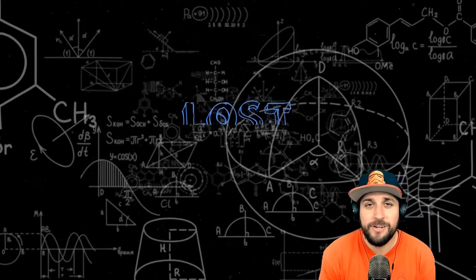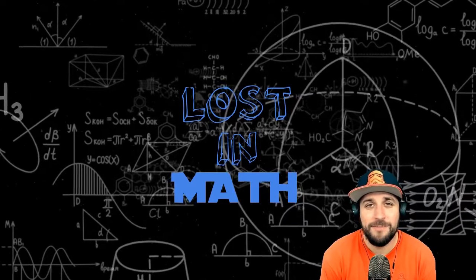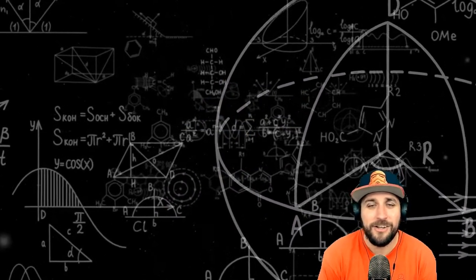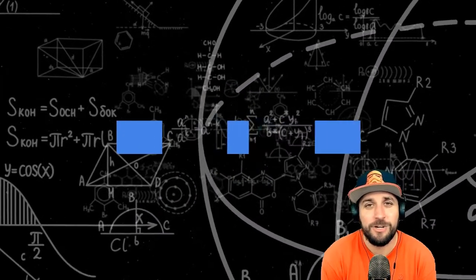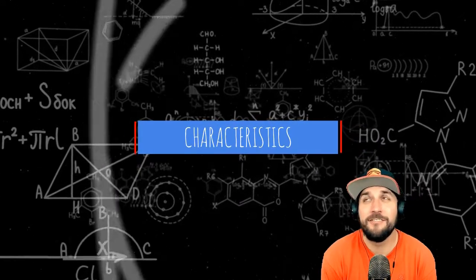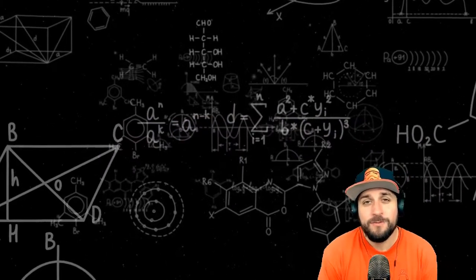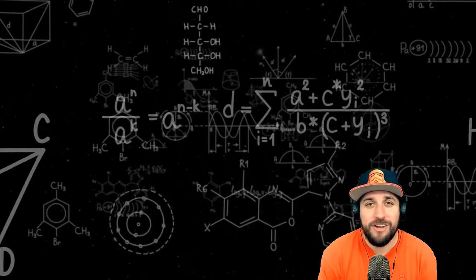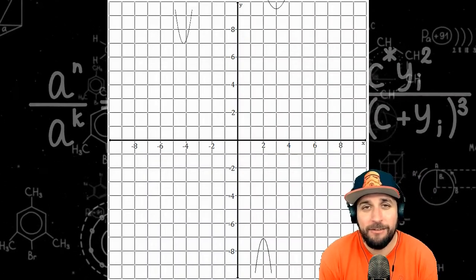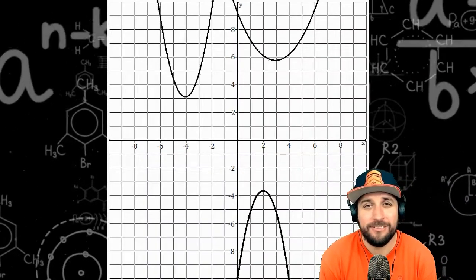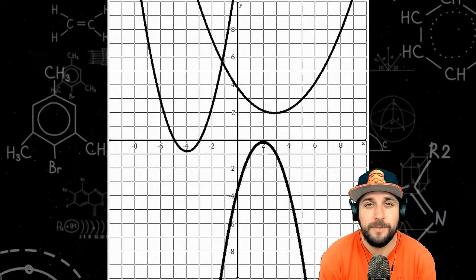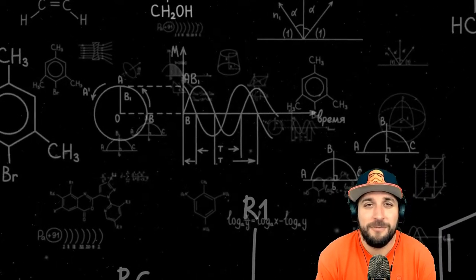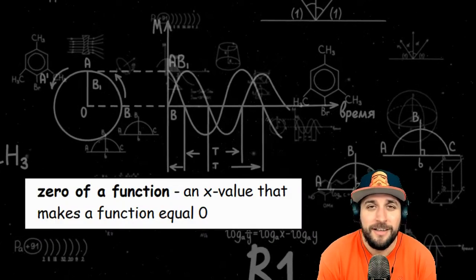Hi everybody and welcome to another episode of Lost in Math. I'm Mr. Wheeler. Today we're continuing talking about quadratic functions, and today we're talking about the characteristics of a quadratic function. We're specifically looking at the characteristics of a quadratic function's graph. If we remember, graphs of quadratics are parabolas. And the first characteristic we're going to talk about is the zero of a function.